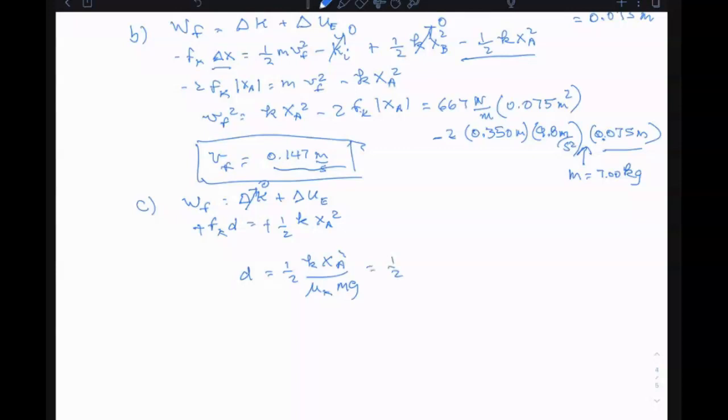This is equal to 1/2 times the spring constant, which we calculated, 667 newtons per meter, times xa, which is 0.75 meters squared, and divided by mu sub k, 0.350, times the mass 7.0 kilograms, times g, 9.80 meters per second squared.